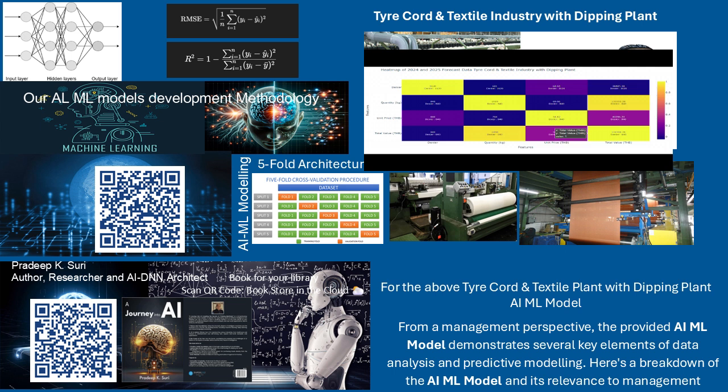Heat map content: forecast 2024 and 2025, WIP. The heat map presents a forecast for the tire cord and textile industry with a dipping plan for the years 2024 and 2025. Key features. The heat map considers 4 features: denier, quantity (kg), unit price (THB), and total value (THB). Values. The color intensity represents the correlation coefficient between features. Brighter colors indicate stronger positive or negative correlations.